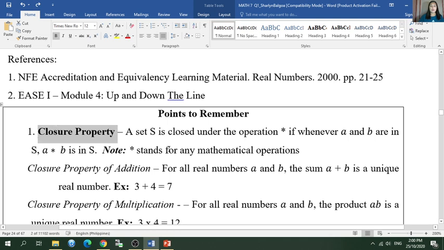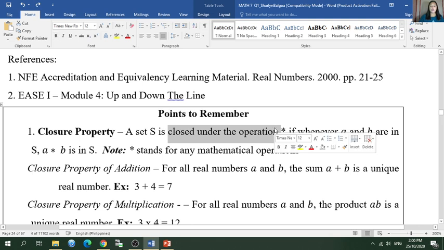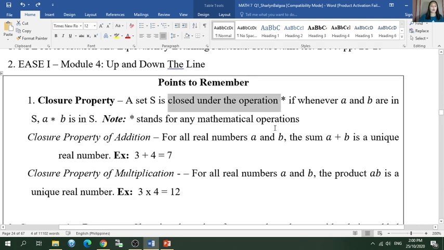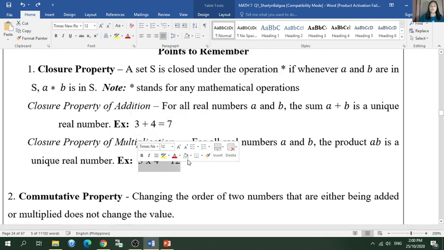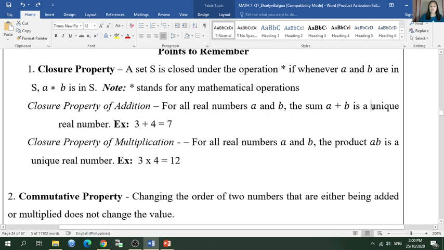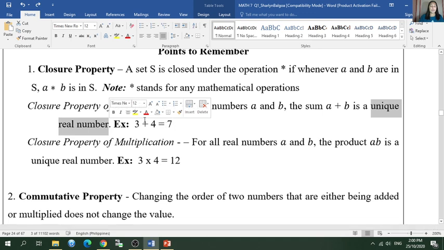Okay, so your keyword here is close under the operation. What operation is used in the closure property? We have only addition and we have multiplication. Take note that in closure property, we have a unique real number used. Example in the closure property of addition, 3 plus 4 equals 7. Okay, ganyan lang yung halimbawa ng closure property.